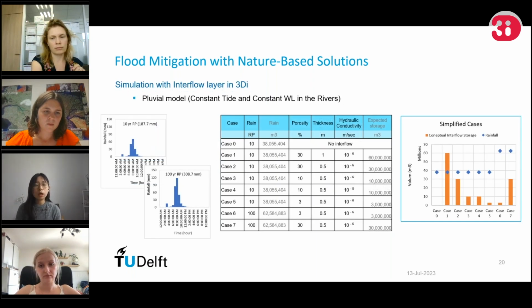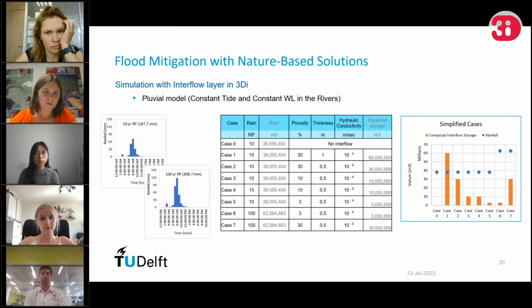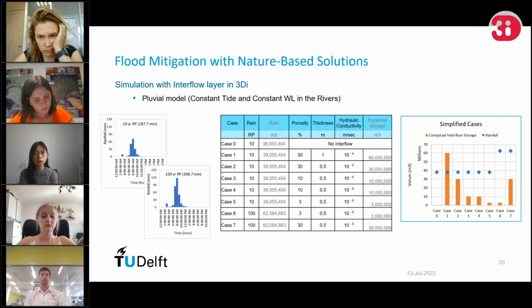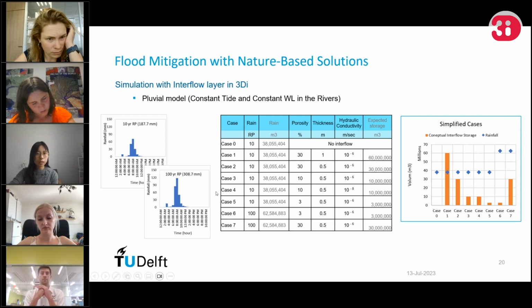Among the models, I chose the pluvial model, which has only rain, without high tide or a high water level in the river. So the tide and the water level in the river are constant. I try to explore the simulation in the interflow layer with two rainfall distributions: first the 10-year return period rainfall, and then the 100-year return period rainfall.